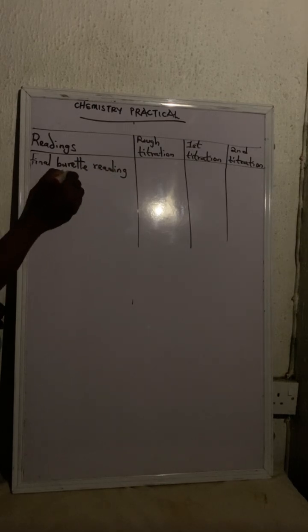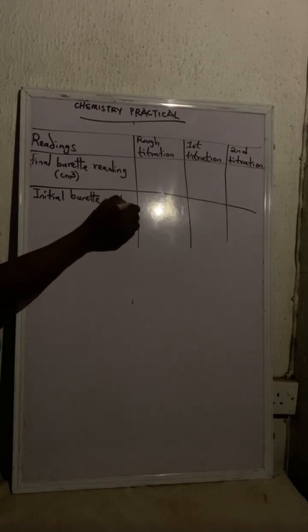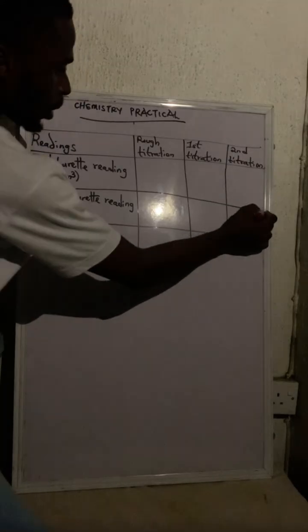If the examiner is marking, you know they will think, this one is very smart, and she knows what she's doing. Now, in this table, there's always the final burette reading. Put in bracket, centimeter cube. Always make sure you put it in. Then after the final, we have the initial burette reading. This one too, centimeter cube. Draw the table like this.